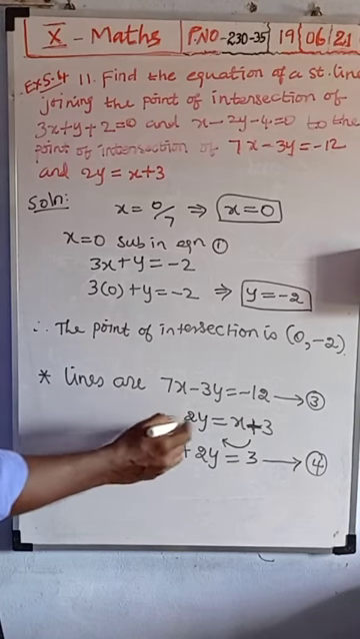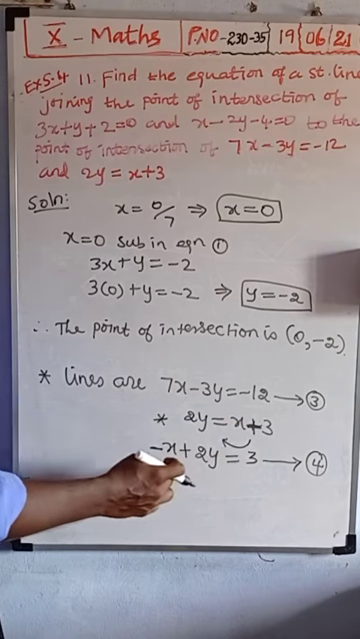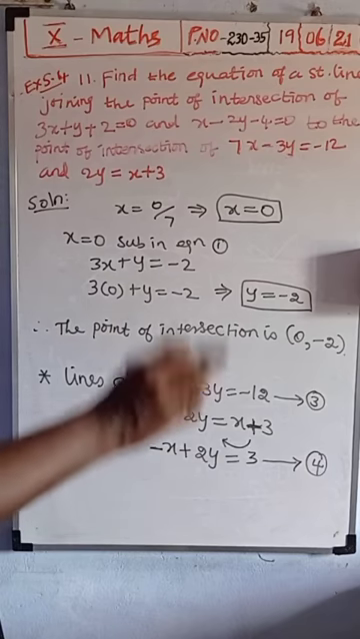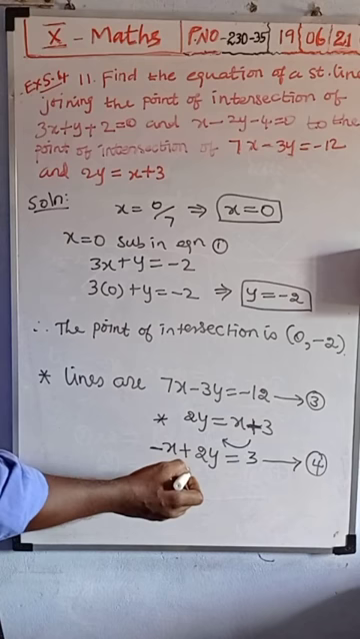Second one is you should change. 2y is equal to x plus 3. You should change means minus x plus 2y is equal to 3. Okay, then next step, solve equation 3 and 4.